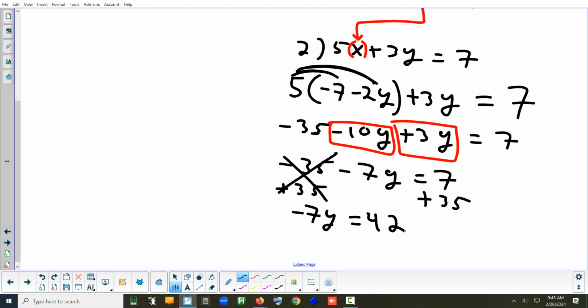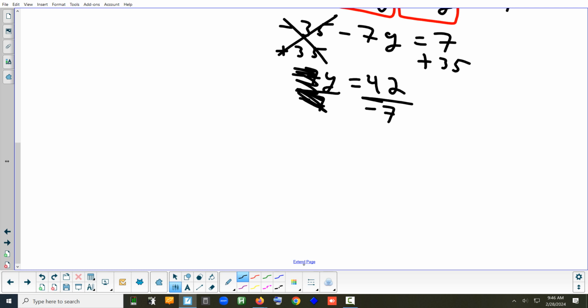What's your last step to get y alone? Divide by negative 7. Yep. Divide each side by negative 7. You would get 42 divided by negative 7, which is negative 6. Yep.